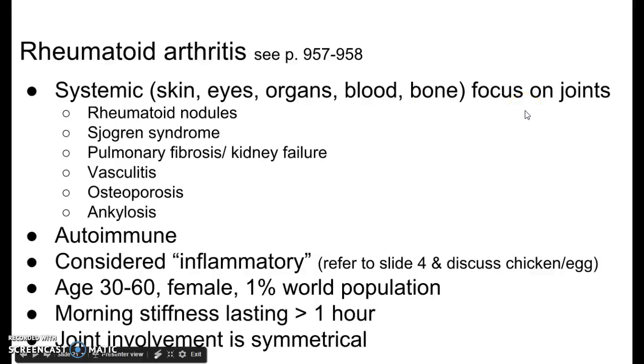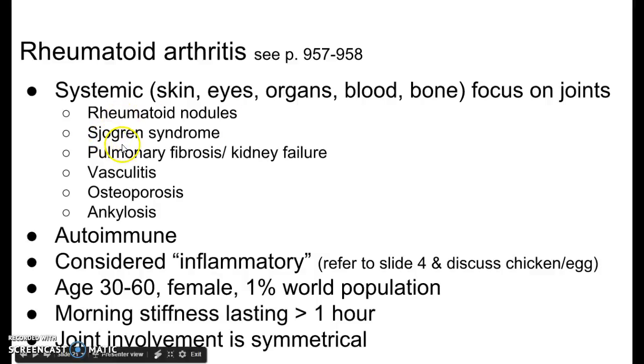We're going to focus on the effect that rheumatoid arthritis has on the joints since we're on this chapter, though. Some of the things associated with rheumatoid arthritis are rheumatoid nodules, and I think there might be a picture in your book. Yes, on page 958, it shows you some of the deformities that happen with rheumatoid arthritis.